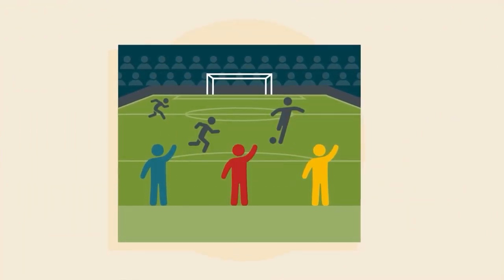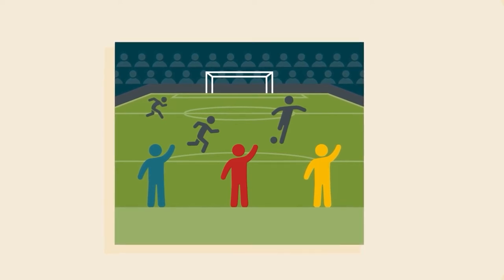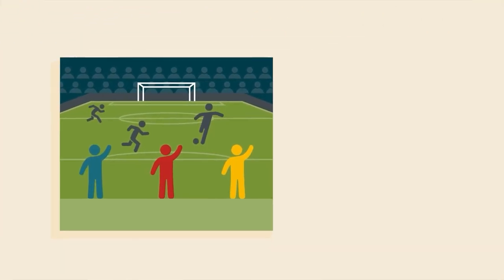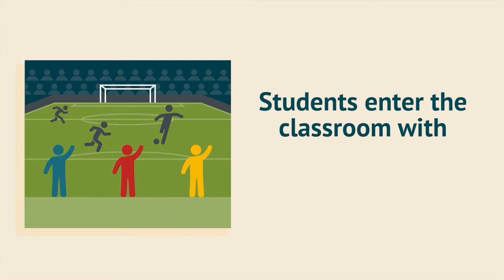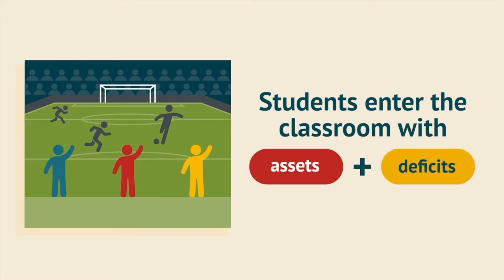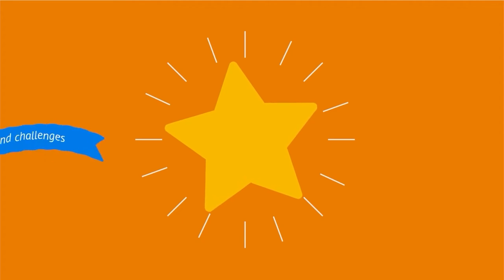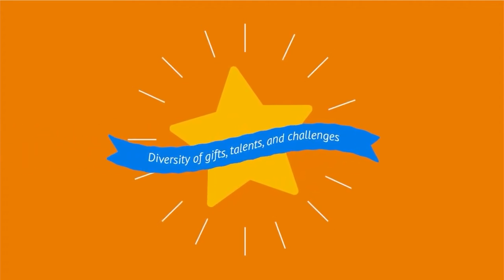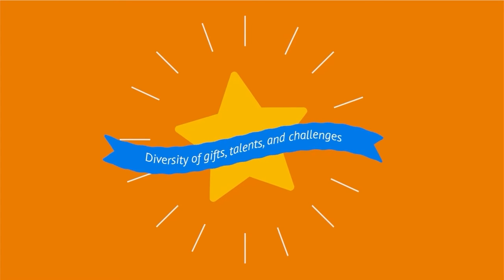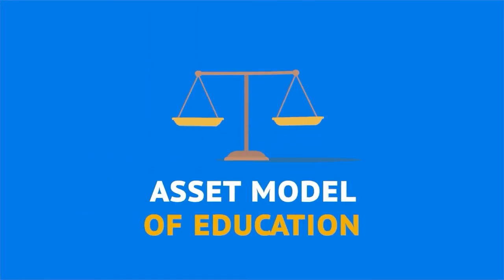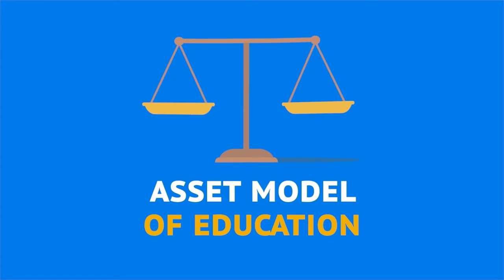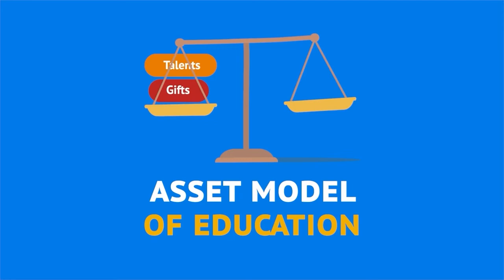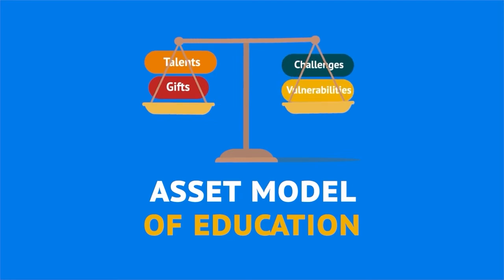The STEM Equity Initiative believes that equity can better be represented by this image. We know that all students enter the classroom with both assets and deficits. And we appreciate what can be gained by the consideration of students' gifts and talents, as well as the challenges. The inclusion of both is what we refer to as the asset model of education. The asset model balances our students' developing gifts and talents with their vulnerabilities and challenges to represent them as a whole child. The whole child includes all that he, she, or they are.